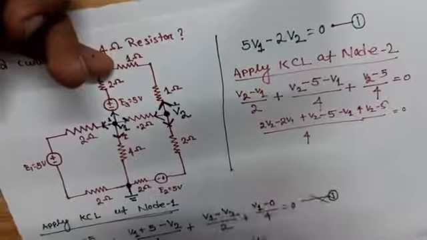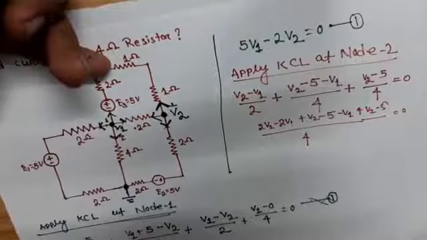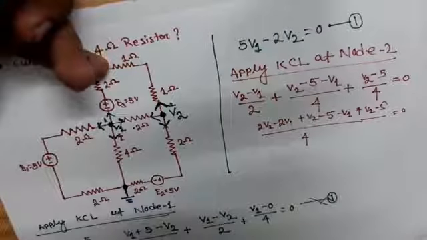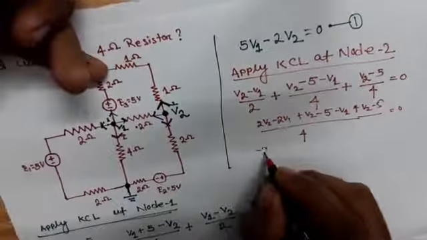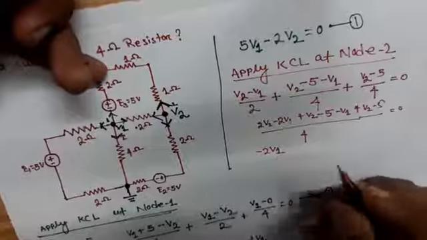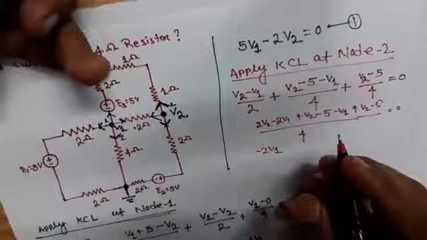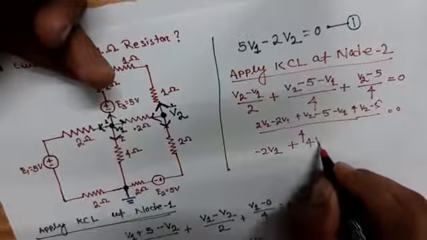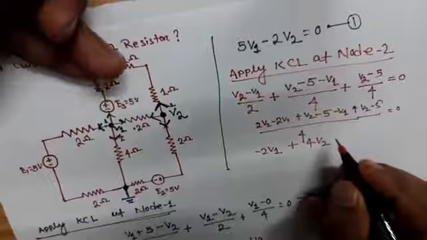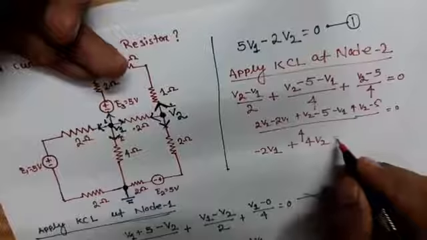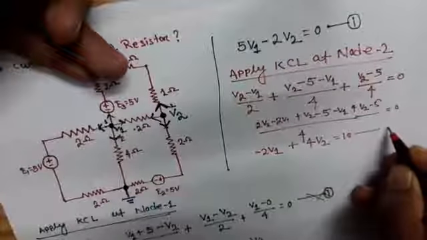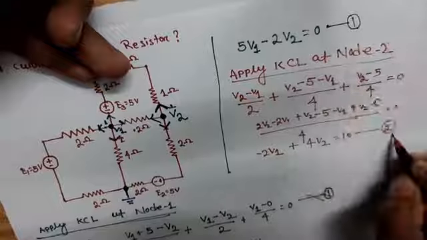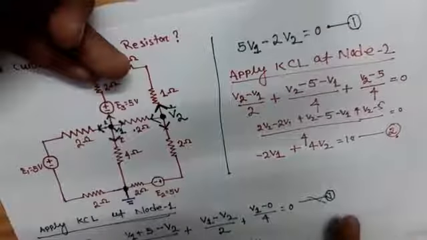After completely solving this, we get minus 2V1 plus 4V2 equal to 10. This is our second equation. This is our first equation, and this is our second equation.